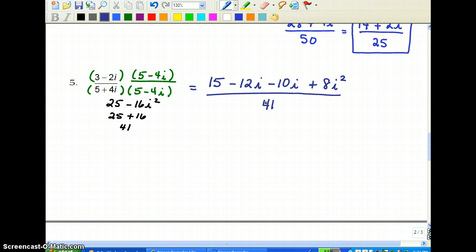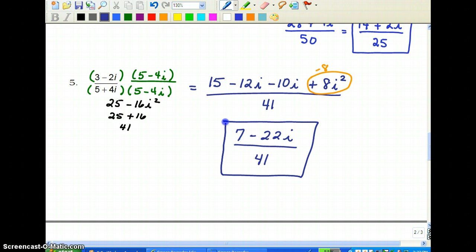On the top, you need to combine like terms. This has got an i squared, so that means that's negative 8. 15 minus 8 is 7. Negative 12i and negative 10i is negative 22i, all over 41. Nothing in common with the three numbers, so you can't cancel or reduce, so you'd be done. And that's it for rationalizing the denominators, and they really don't get any more difficult than that.